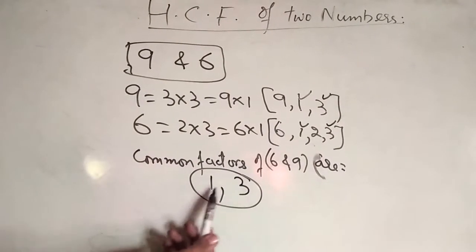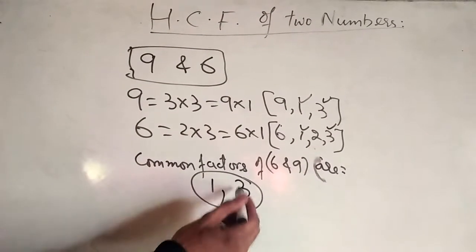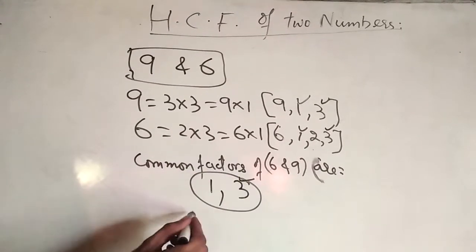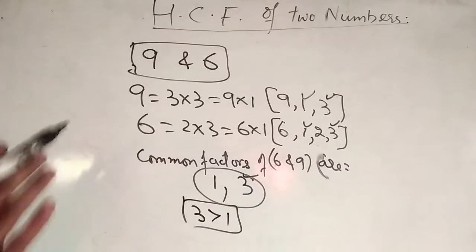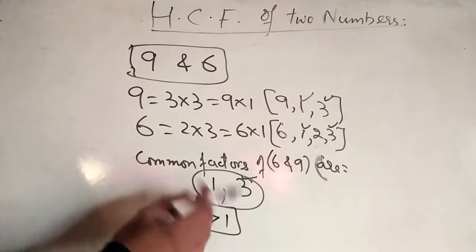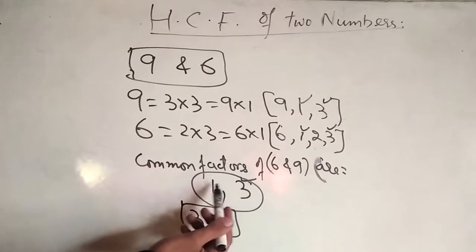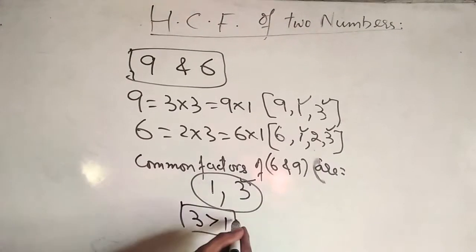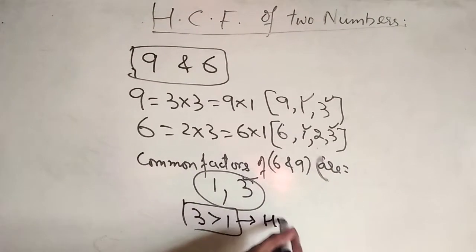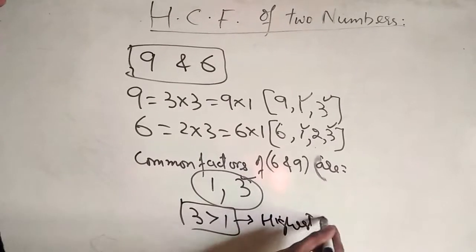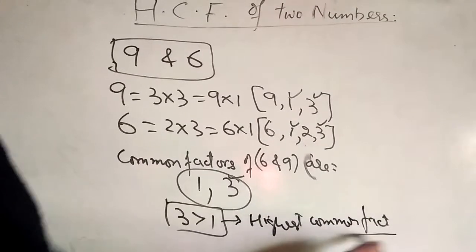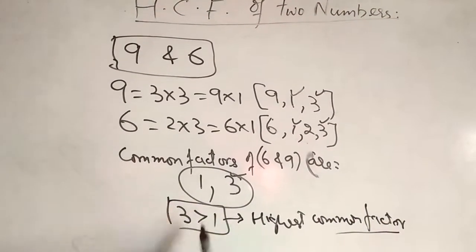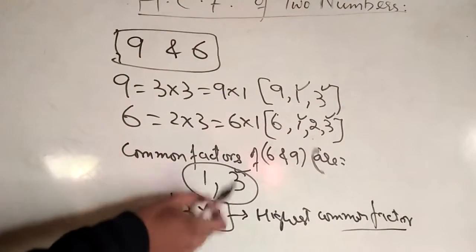Among these common factors, 3 is the greatest factor. 3 is greater than 1. So 3 is the highest among all the common factors. So we can say that 3 is the highest common factor because it is highest among the common factors.